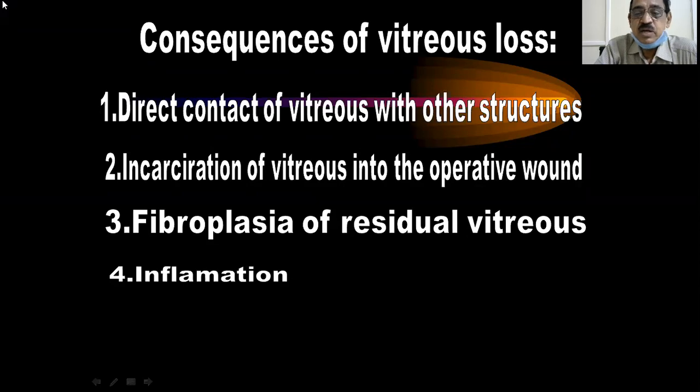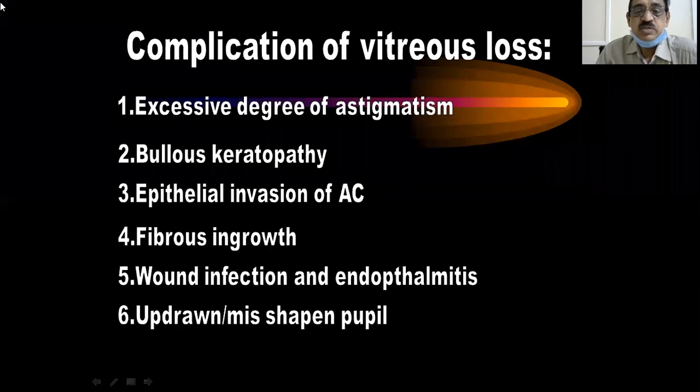Incarceration of the vitreous into the operative wound gives rise to, as I told you, a problem in wound healing, and there will be defective coaptation of the wound, and also the patient will have an irregular astigmatism in the post-operative period. And fibroplasia of the residual vitreous occurs, and inflammation of the vitreous occurs, which gives rise to a vitritis, and finally it may lead on to an endophthalmitis. Excessive degree of astigmatism, as I have already told you. And if the vitreous comes and touches the cornea, there can be bullous keratopathy.